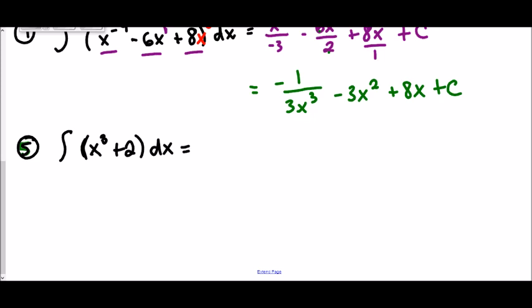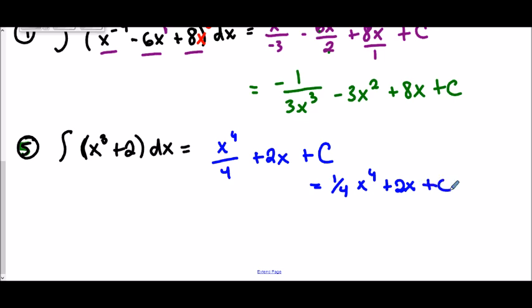To integrate this, we add 1 to the exponent: x to the 4th over 4. And then 2 is just a number, so that becomes 2x. Do not forget, plus C. Now, this x to the 4th over 4 can also be rewritten as 1/4 x to the 4th plus 2x plus C. Either one of these is fine, okay? But you have to be able to recognize both of them.